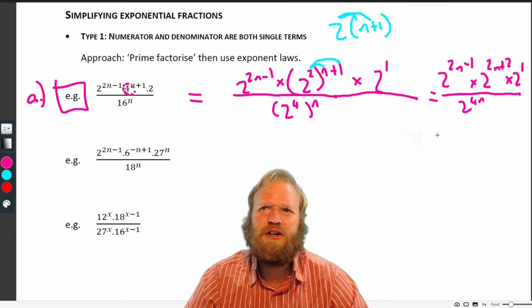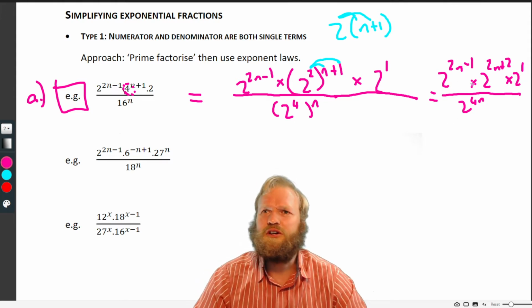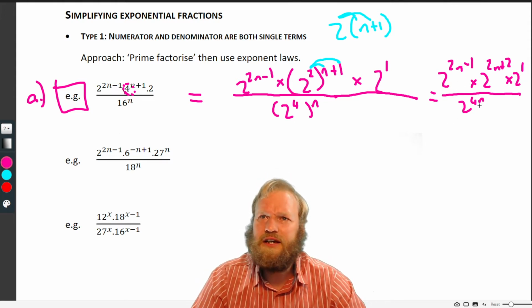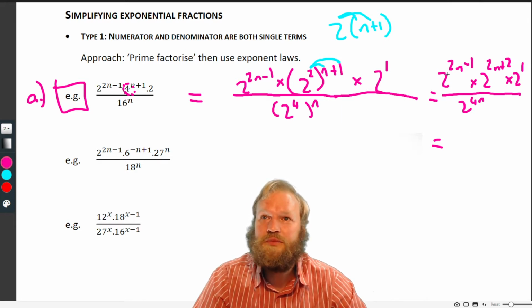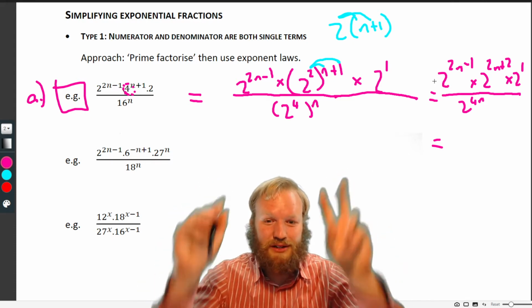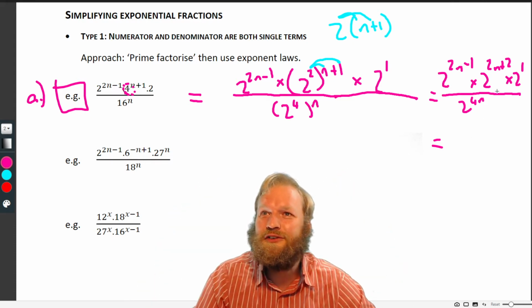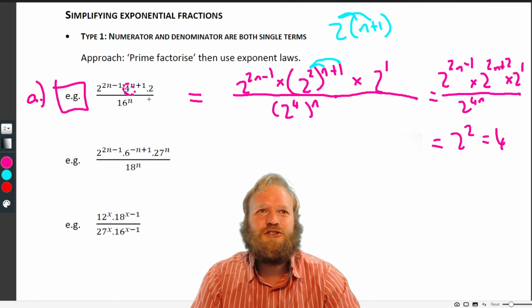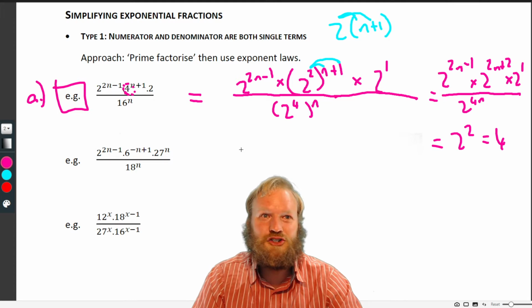Now from here you should be good to go, right? You can add these and then subtract. You can see that the 2n plus 2n over that 4n is going to cancel nicely. That minus 1 and that 1 are going to cancel nicely. And whenever I say cancel, just imagine I'm putting these big ugly air quotes. And so you're just left with 2 squared, which is 4. We could check that works, but from there you should be good.